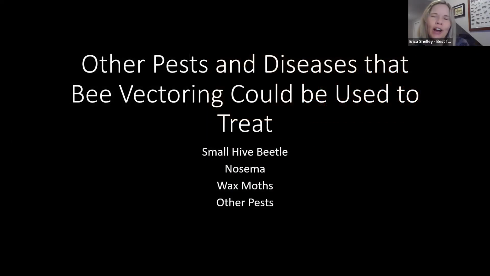Looking forward to other things that we can do with our system is the treatment of other pests and diseases. Small hive beetles are a huge issue for a lot of places. There are a lot of physical deterrents being used for small hive beetle, but potentially we can use biocontrols or other things to manage small hive beetles and use that with bee vectoring. Nosema, wax moths, there are new mites and so forth that are coming in. All these things are candidates for being treated with our bee vectoring system.